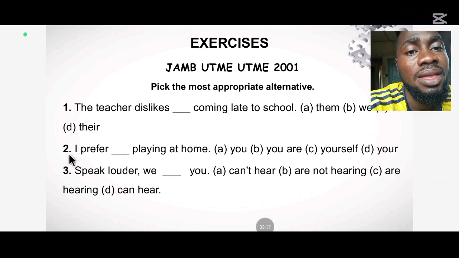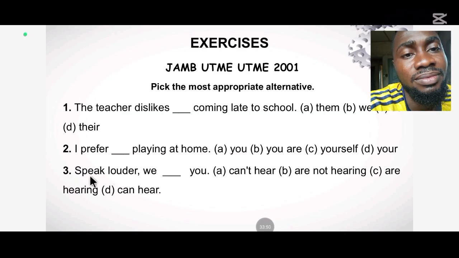Number 2. I prefer dash playing at home. A. You. B. You are. C. Yourself. D. Your. What's your answer? You answered right. The answer is D. Your. I prefer your playing at home.